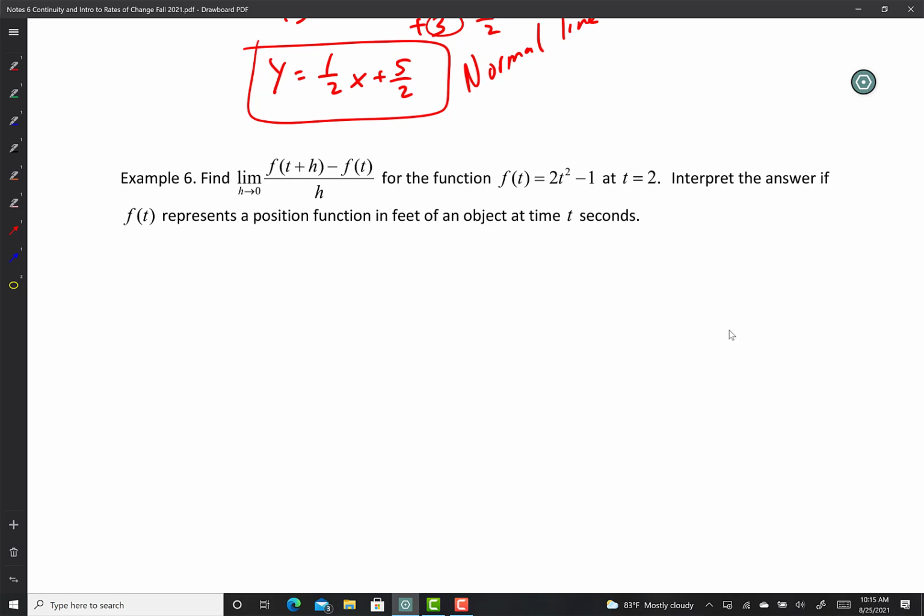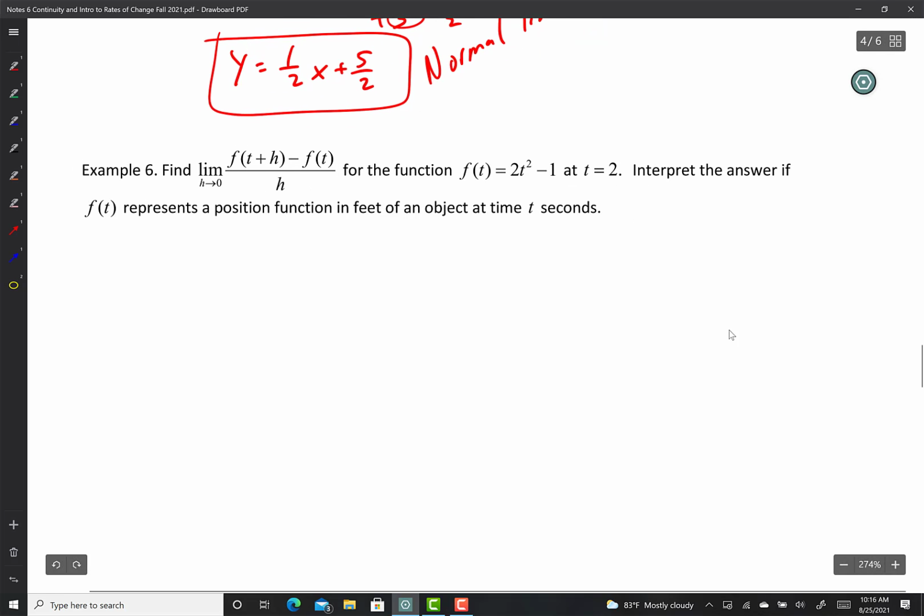All right, so this says find the limit as h approaches 0 of f of t plus h minus f of t all over h for the function f of t equals 2t squared minus 1 at t equals 2. And then it says interpret the answer if f of t represents the position function in feet of an object at t seconds. All right, so first let's just do this in the beginning. It just wants us to do this right here. So let's just do that using this function at that time value.